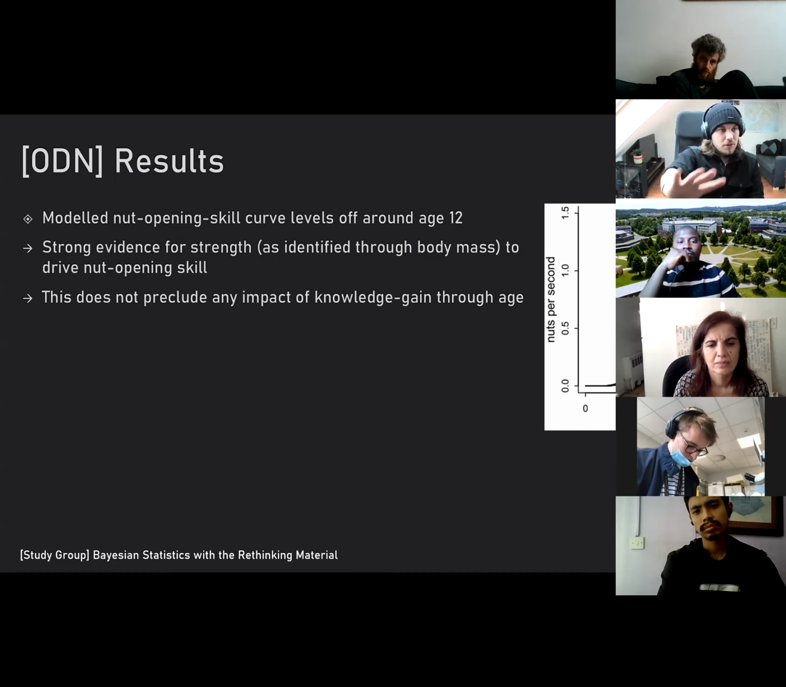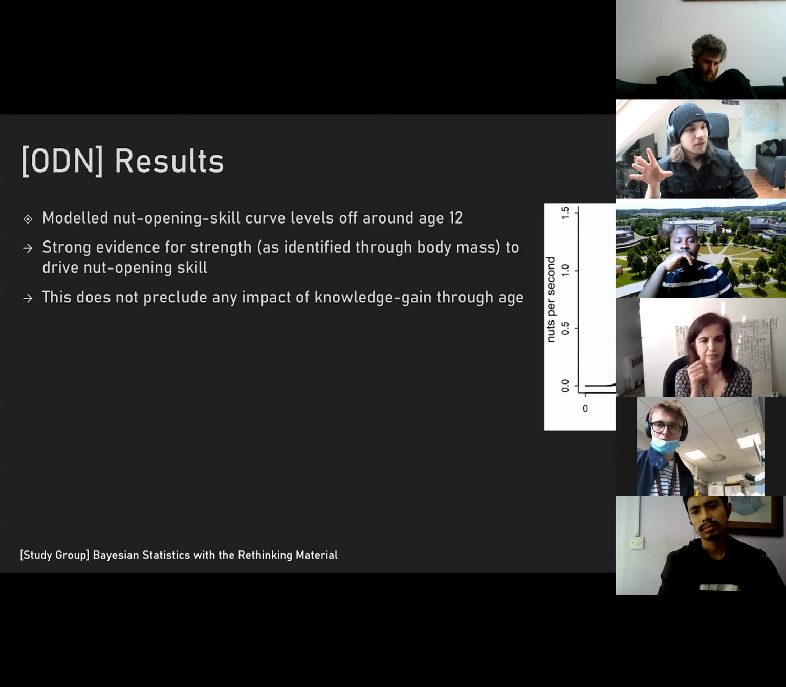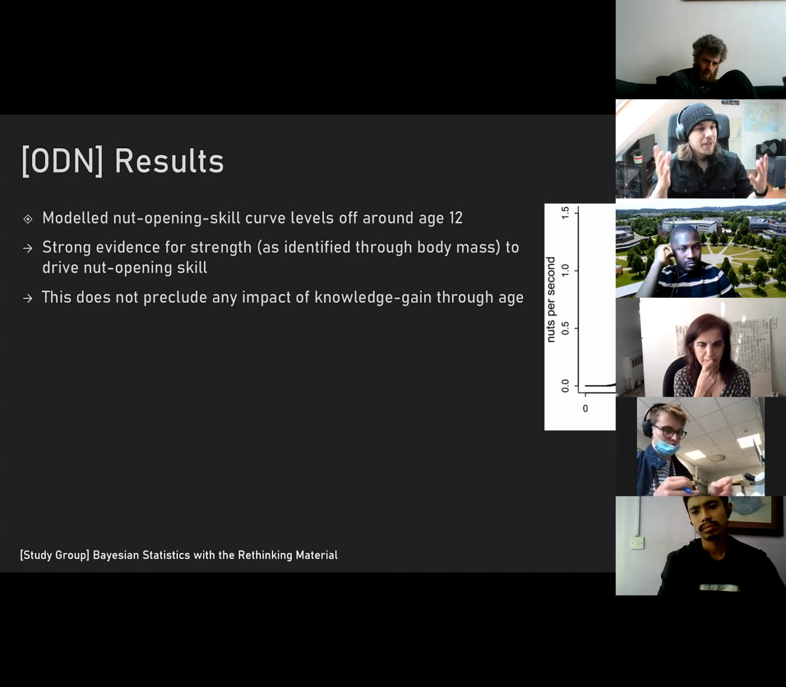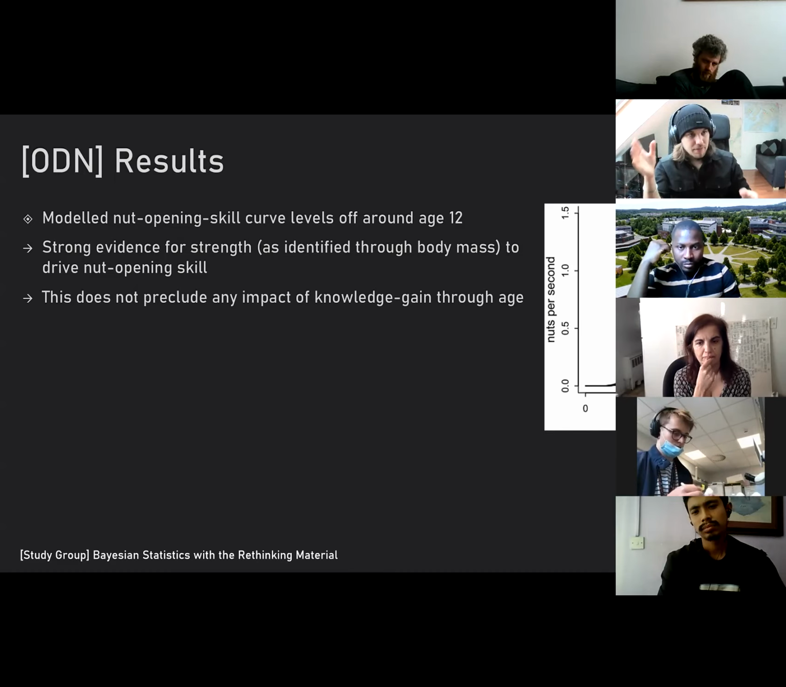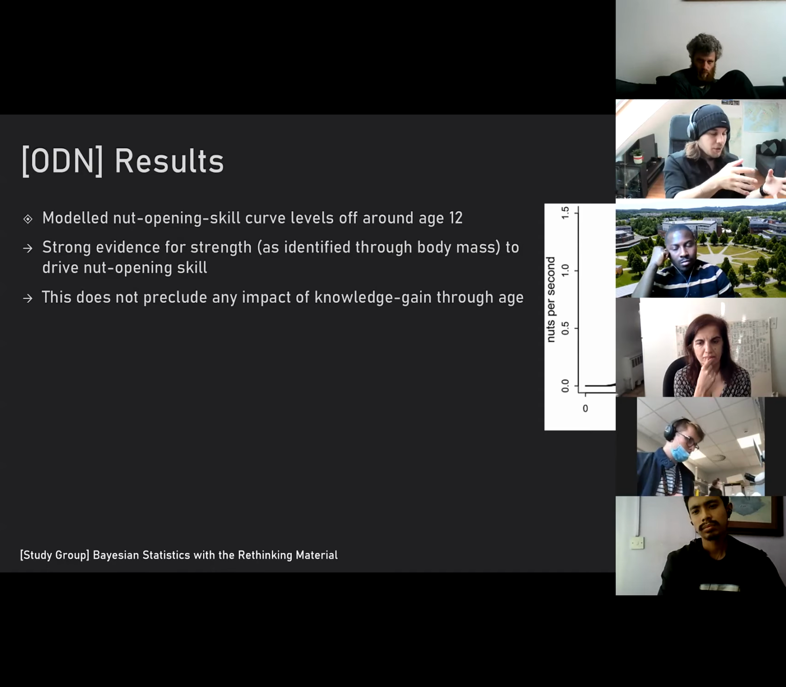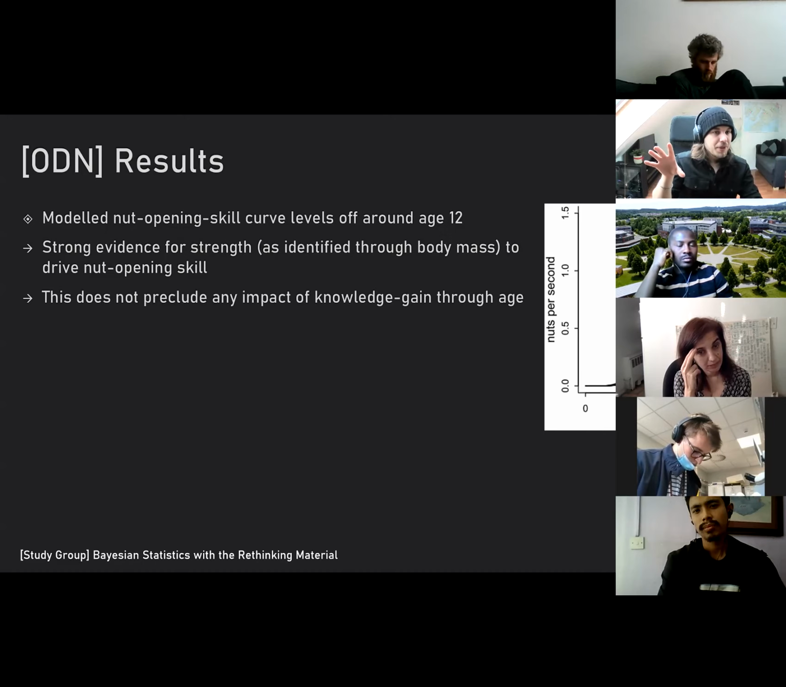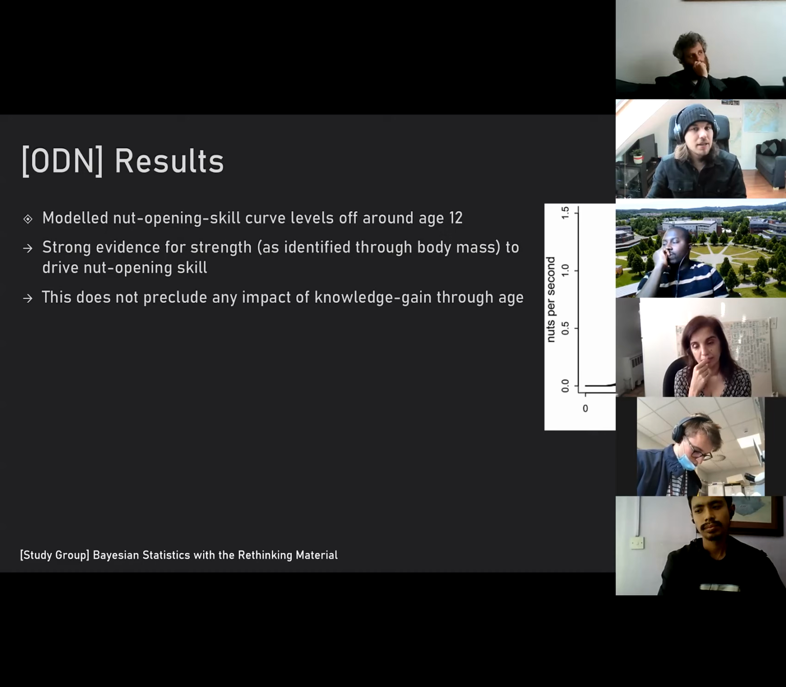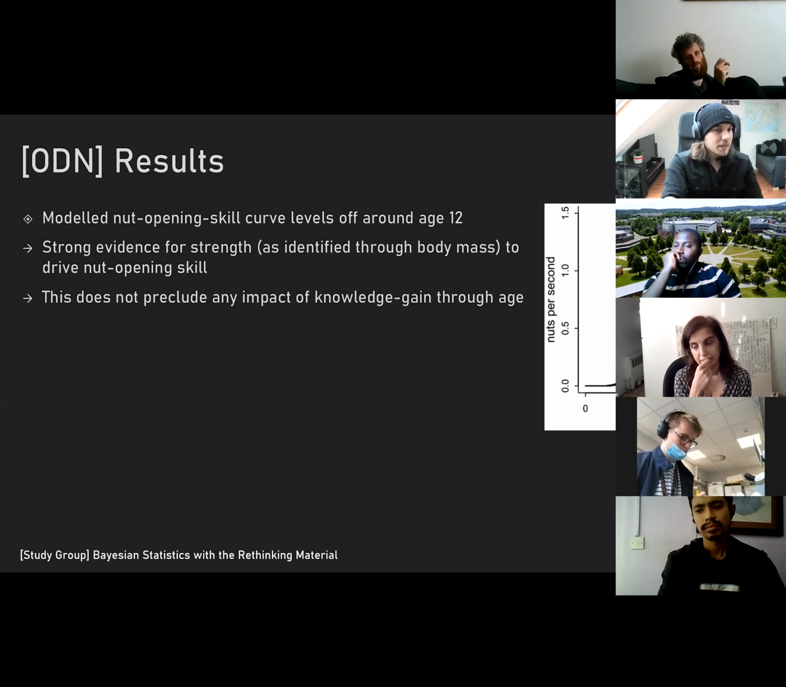Once we look at our model on the right-hand side, we can see that the modeled nut opening skill curve actually levels off at age 12, which is what we would expect if age, which drives mass, has the predominant effect on nut opening through the combination with strength. So there is strong evidence that strength, as identified through body mass, drives the nut opening skill.